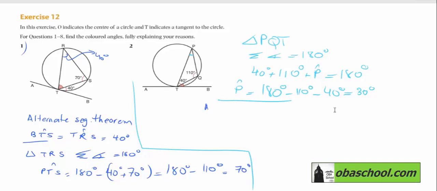Now, applying the alternate segment theorem, we know that the measurement of the angle P is equal to the measurement of angle QTB. And so, in such case, that would be equal to 30 degrees. And that would be the measurement of angle QTB.